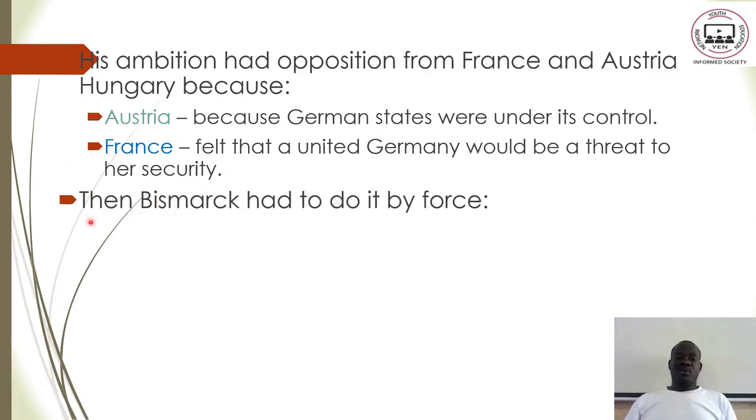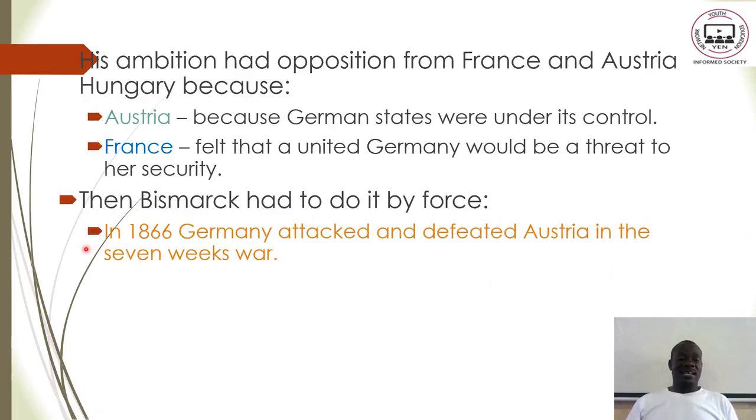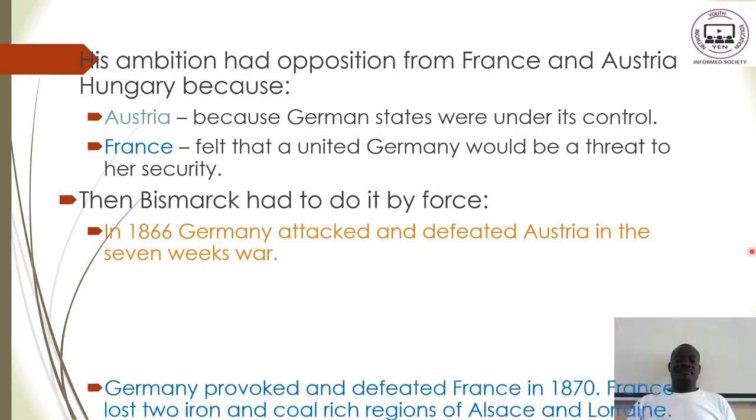Then what happened was that Bismarck had to do it by force. How did he do that? Number one, in 1866, Germany attacked and defeated Austria-Hungary in the Seven Weeks' War. So in 1866, there was a war between Austria and Germany, and Germany won that war. It was called the Seven Weeks' War. The reason was to achieve by force the ambition of uniting the 39 states.